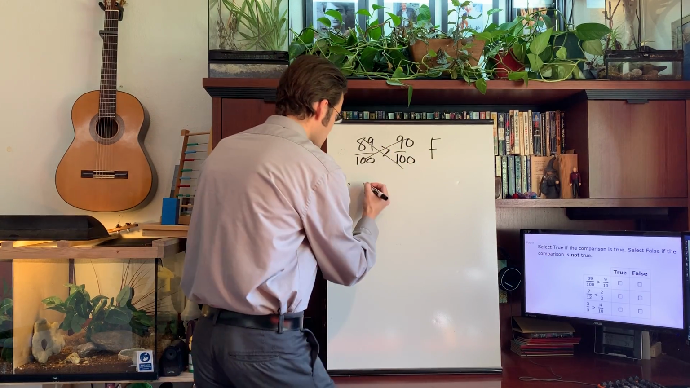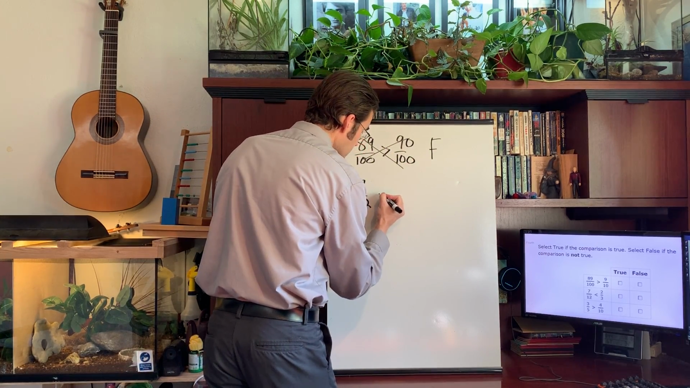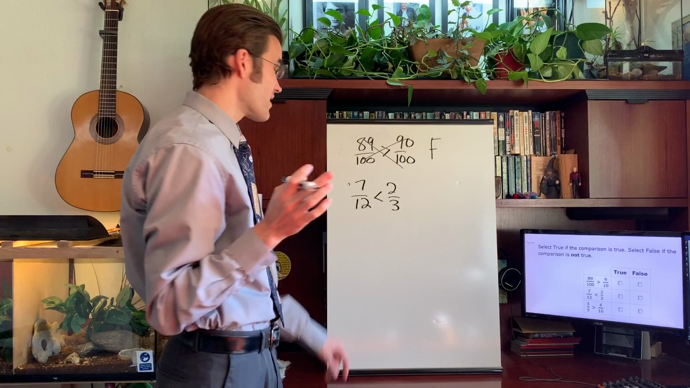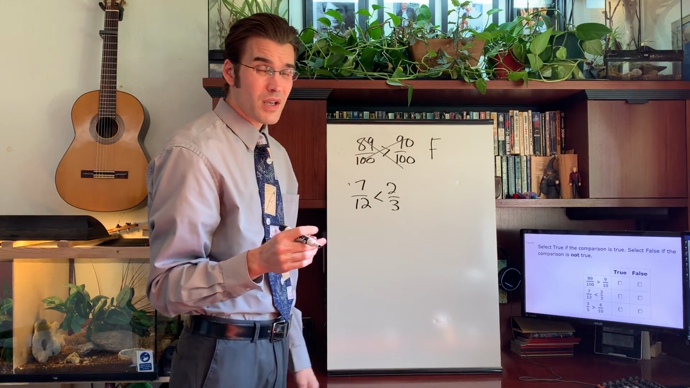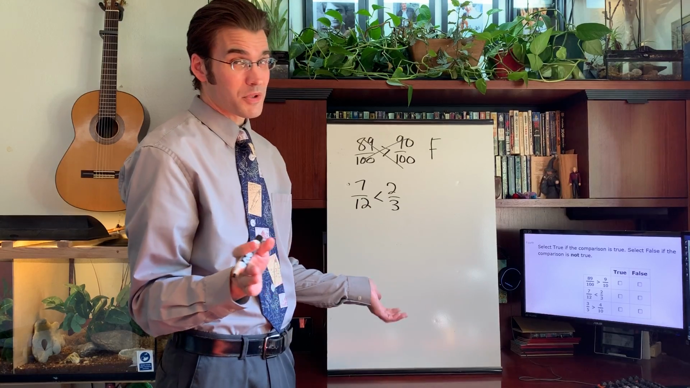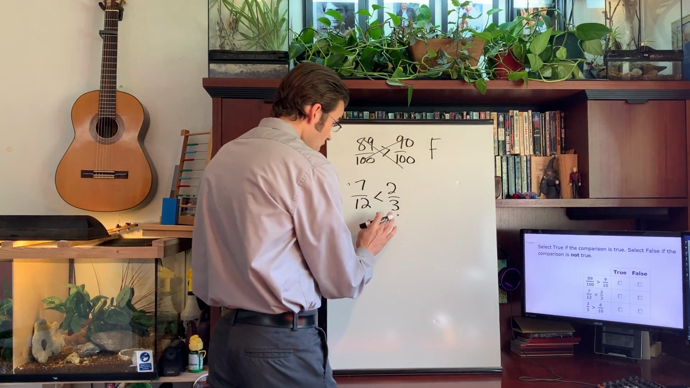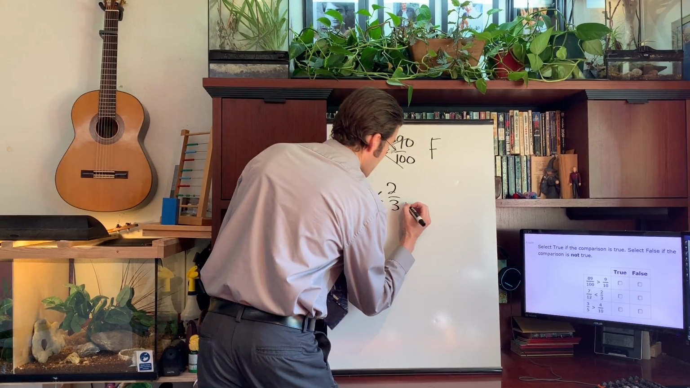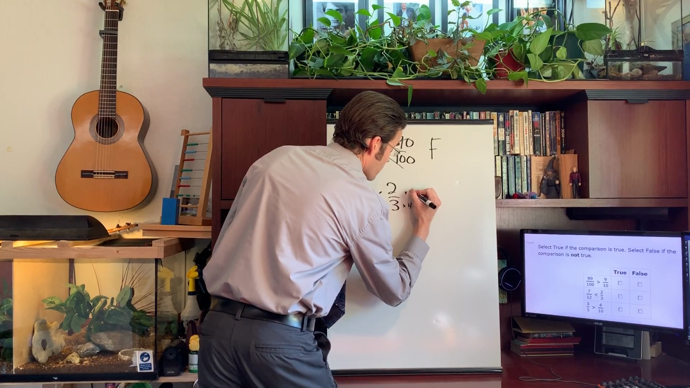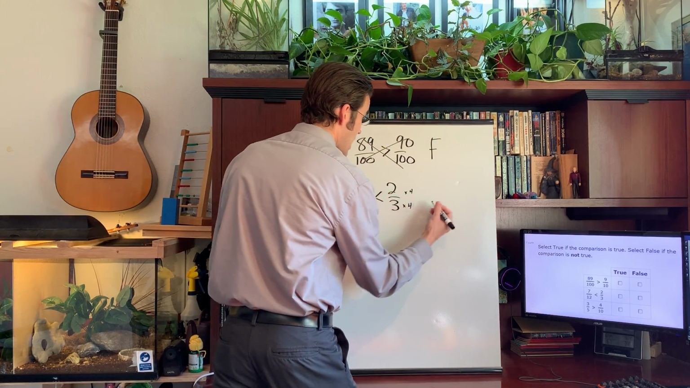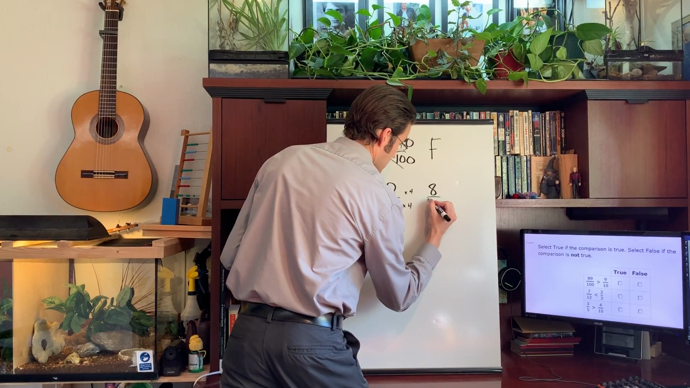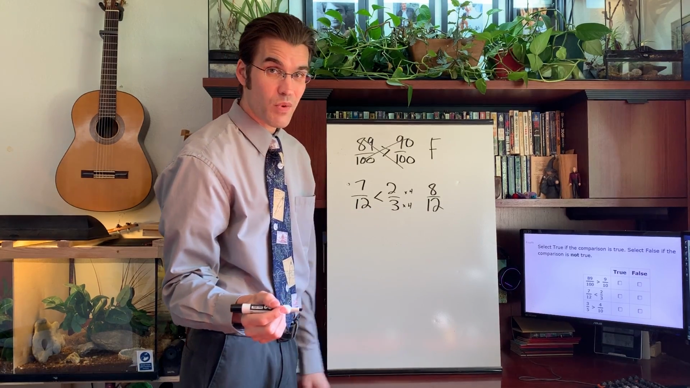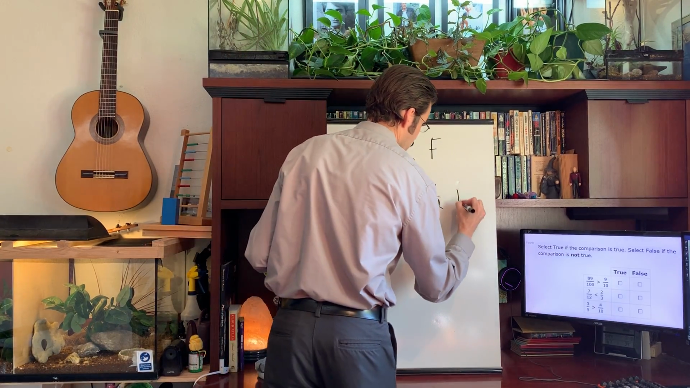Okay, let's do the next one. 7 12ths is less than 2 thirds. Okay, we got to find a common denominator. Anytime you see a 12 with a 3, we should know that we're going to multiply by 4. So, to turn this into something with 12s, we're going to multiply by 4. Whatever we do to the bottom, we do to the top. This now becomes 8 12ths. Is 7 12ths less than 8 12ths? Yes, it is. Okay, this is true.